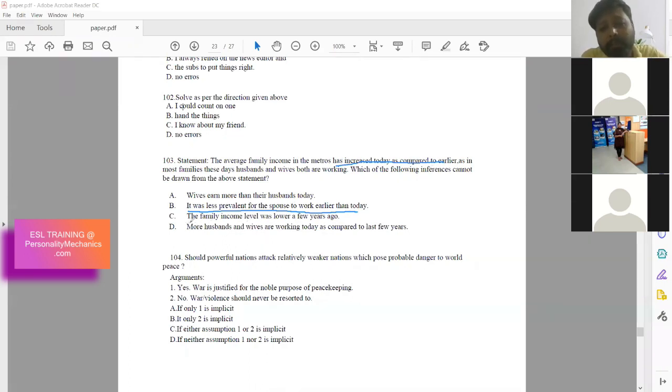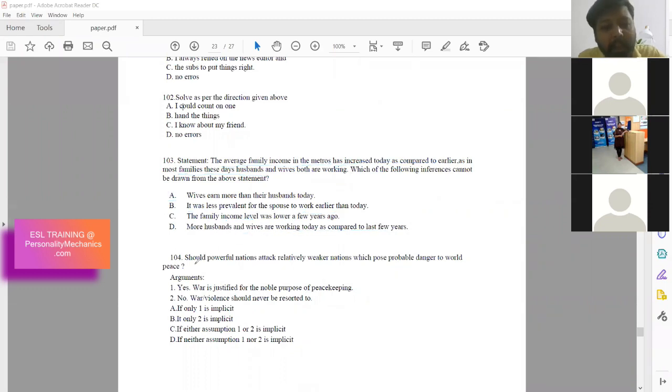Family income levels were lower a few years ago. Obviously yes, because we are talking about the average family income in the metros having increased. That means it's something new. It was less earlier, and then more husbands and wives are working today as compared to the last few years. Again, this is the same thing that has been talked about in this line, right? So all of these can be understood, but this cannot be, and hence A is the correct answer.